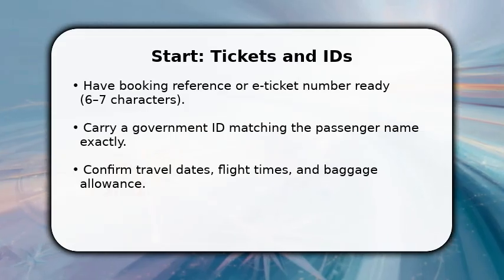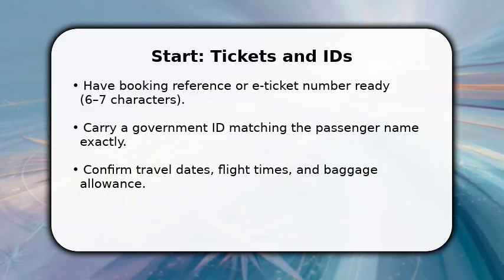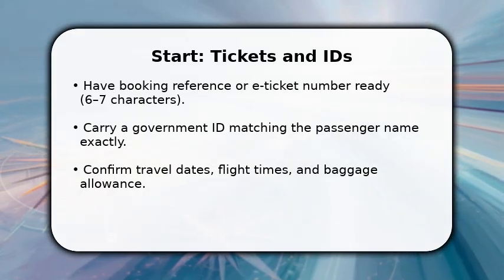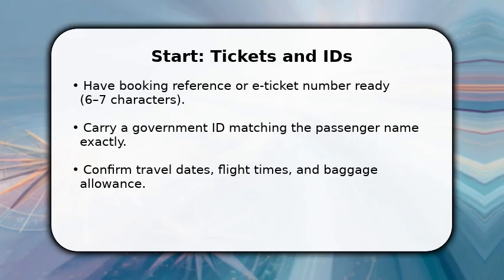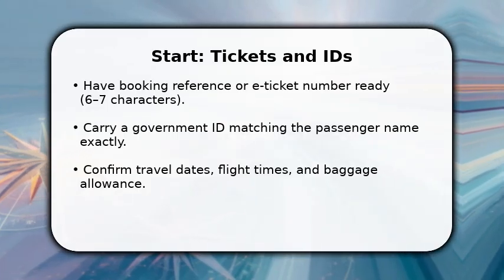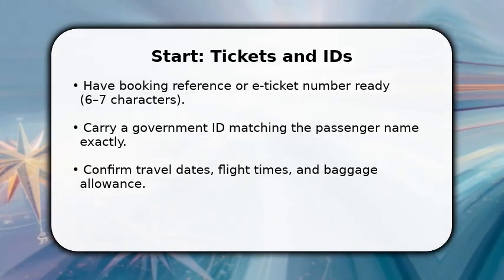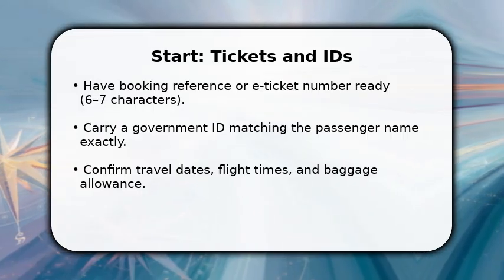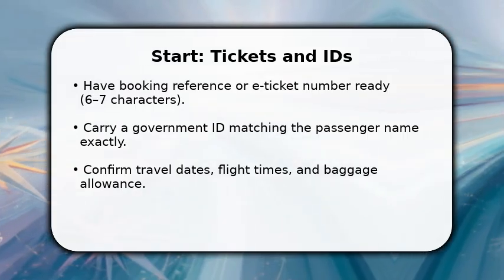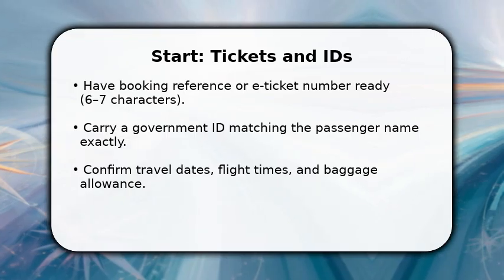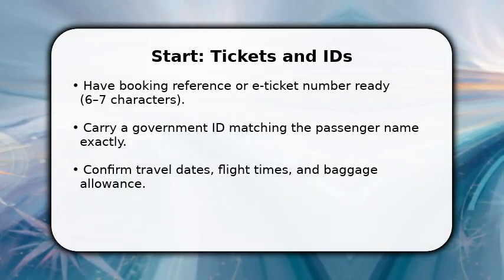You begin by pulling up your booking reference or e-ticket number and matching it to your government ID. This prevents boarding delays. Once done, open the airline app or website and enter the code. Choose the correct passenger if you booked multiple seats. Make sure to check flight times and baggage allowance now so you can add extras while prices are lower.